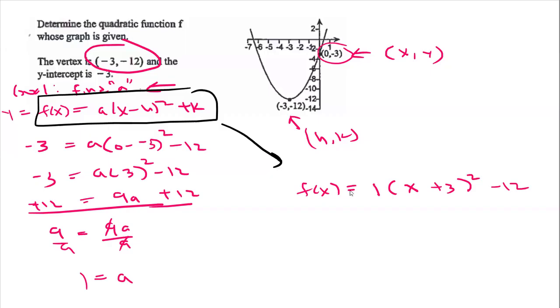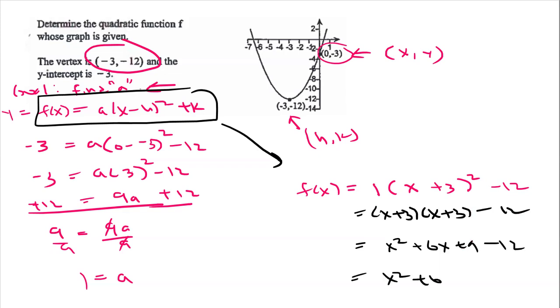If it asks us to go from vertex to standard form, then we just multiply this out and simplify. So this would be x plus 3 times x plus 3 minus 12. If I multiply this together, I'll get the square of the front, multiply the 2, so double it, plus 9. So if I multiply x plus 3 times x plus 3, we'll get x squared plus 6x plus 9 minus 12. So we'll get x squared plus 6x minus 3. Okay, so this will be your standard form.